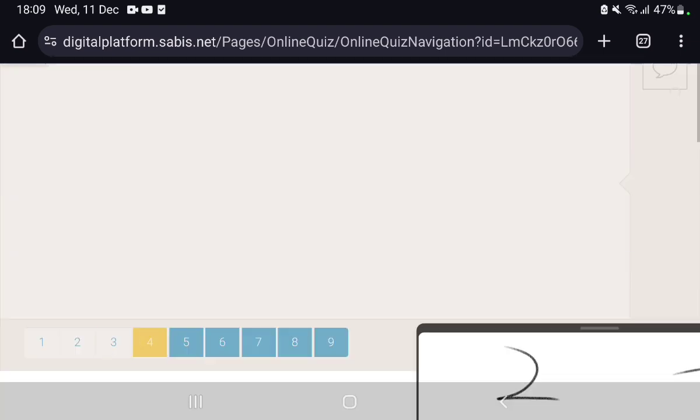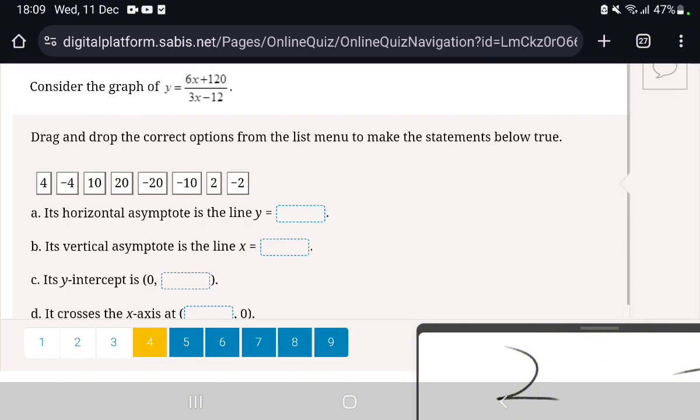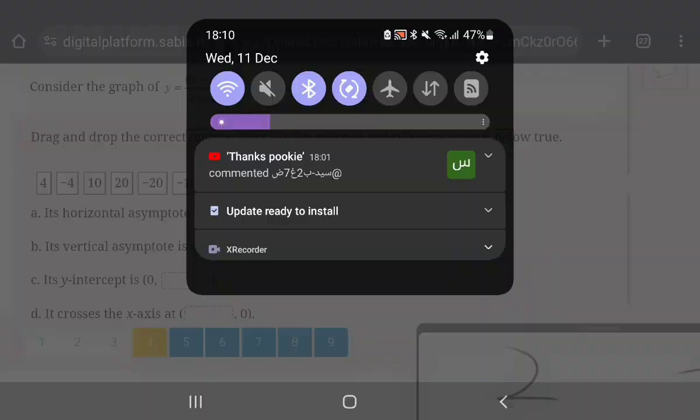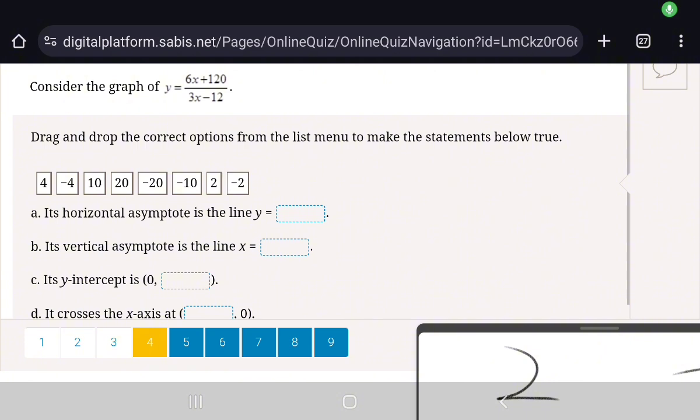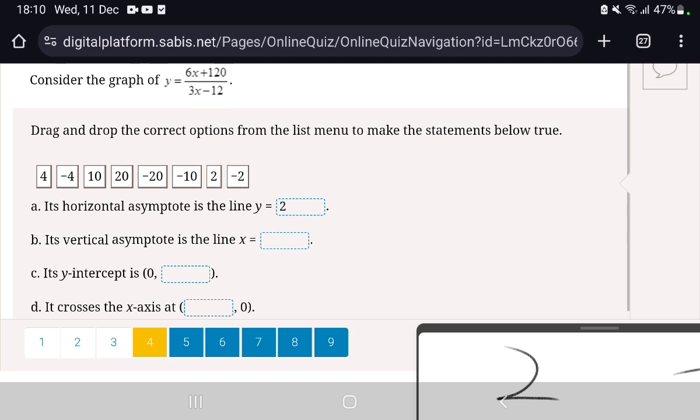Number 4. The horizontal asymptote is... Wait. For the horizontal asymptote, we do the coefficient of x up divided by the coefficient of x down, so it's 6 over 3, which will give us y equals 2.